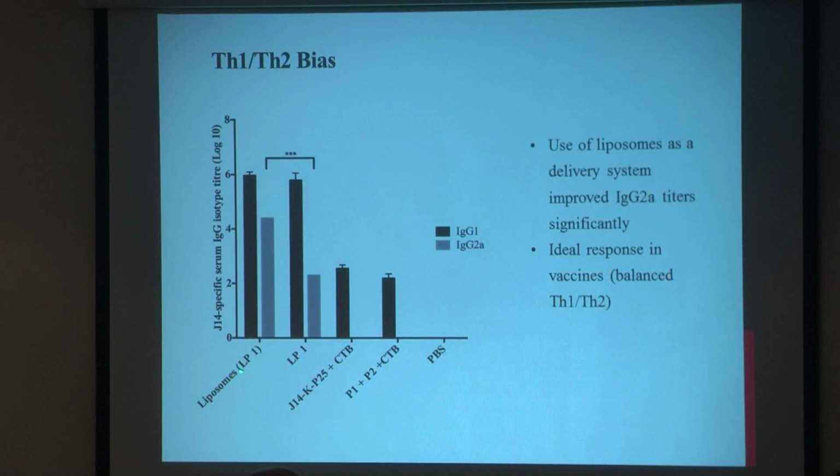Right here, liposomes LP1. Without the liposomes itself, we got very low levels of IgG2A, and we know that we wanted the pro-inflammatory cytokines for opsonization of our bacteria as well, which we have already published previously, that LP1 itself was able to opsonize GAS bacteria.